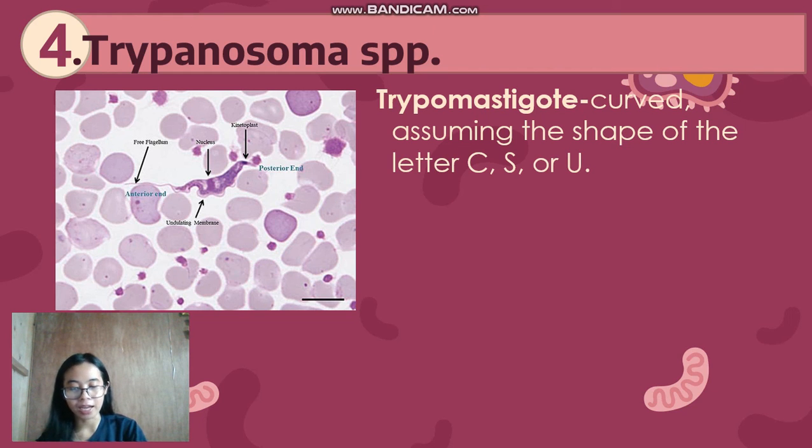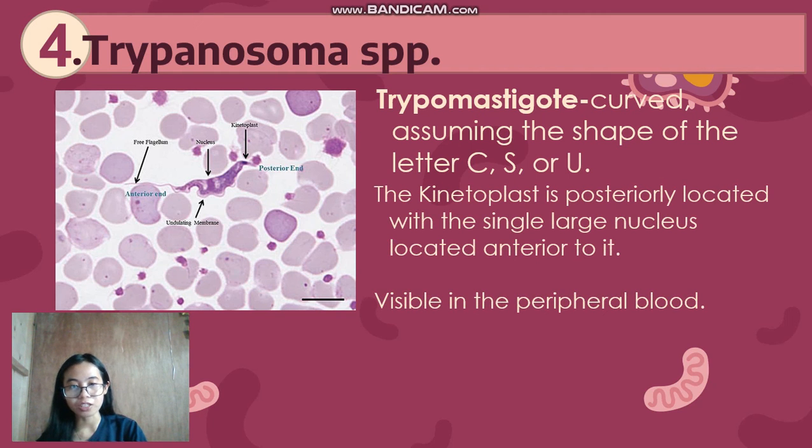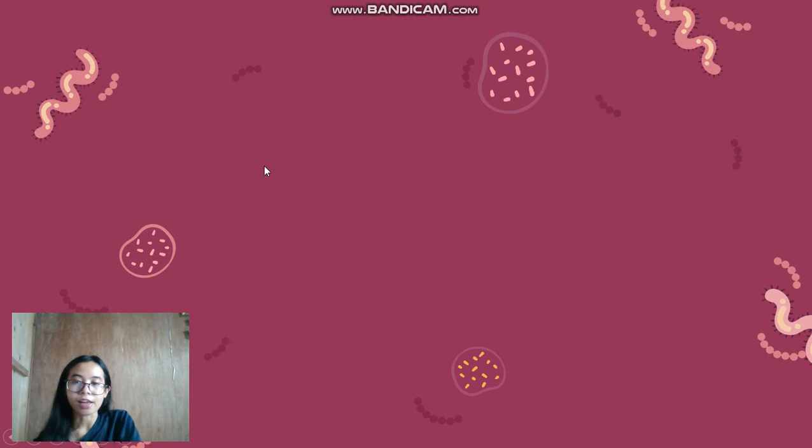So unlike Leishmania, the kinetoplast of the trypomastigote is posteriorly located with a single large nucleus located anterior to it. So it is visible in the peripheral blood. So this is what the Trypanosoma looks like. It has a nucleus, it has a flagellum at the anterior end, and then the kinetoplast at the posterior end.